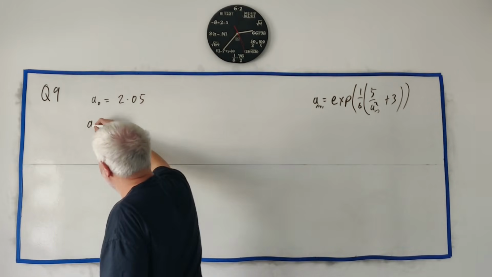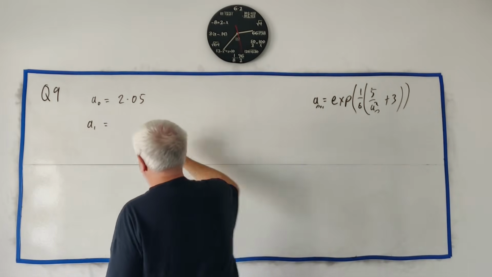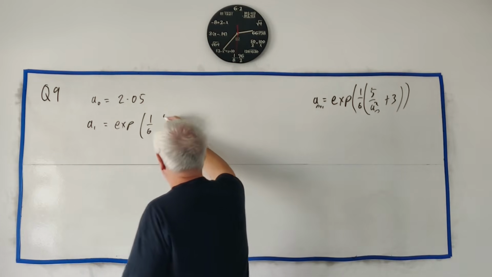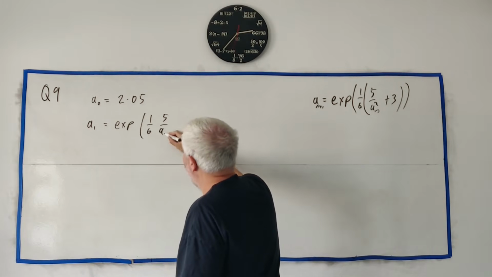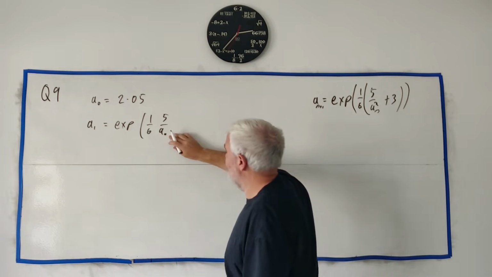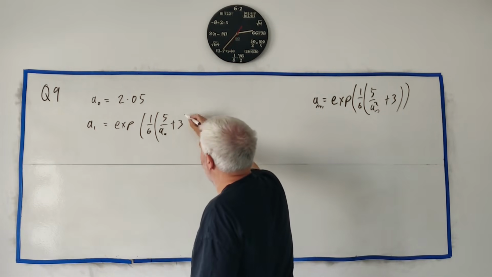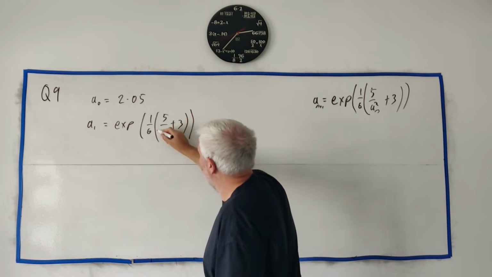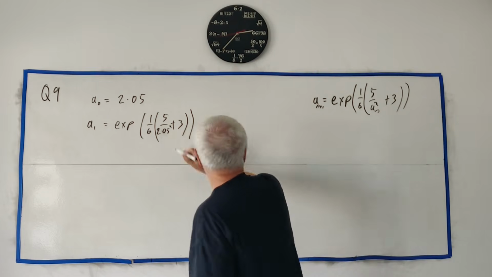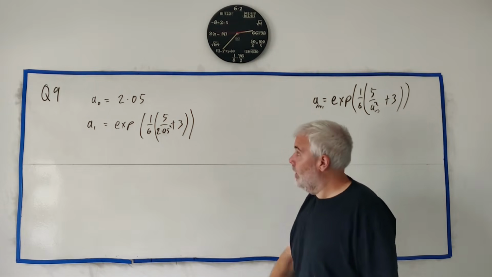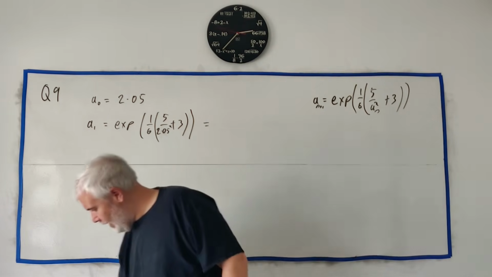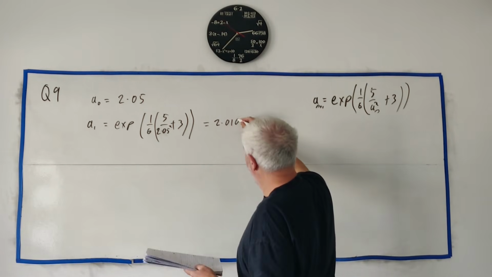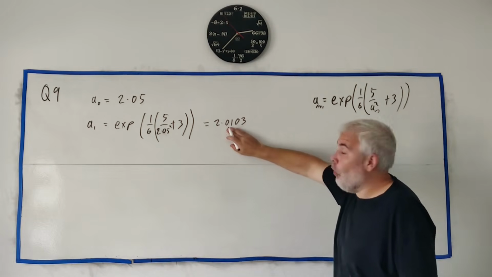Your second guess, A1, is just equal to this. The exponential of 1 over 6, 5 over A0 in this case, your previous guess, plus 3. Yeah, that's it. So instead of A0, I guess we could just write 2.05. Sorry, that should be squared. Yeah, there is a square there. Put all that into your calculator and you'll get a number out. You'll get 2.0103.